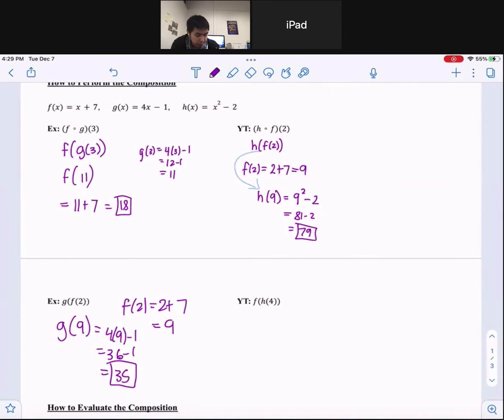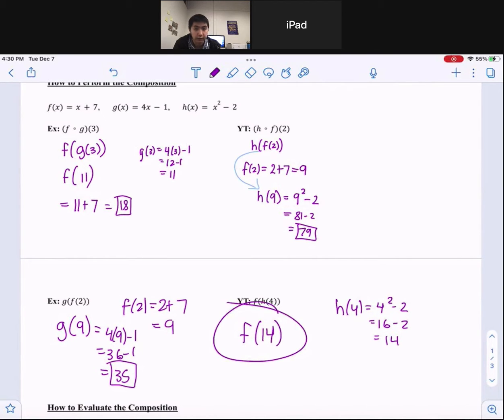Okay, now there's this try, so find h of 4, you guys. So plug in 4 into your h function. If you plug in 4 into your h function, you're going to get 4 to the second minus 2. 16 minus 2, which is 14. So we got f of 14, and now plug in 14 into your f function. 14 plus 7, 21. Okay.